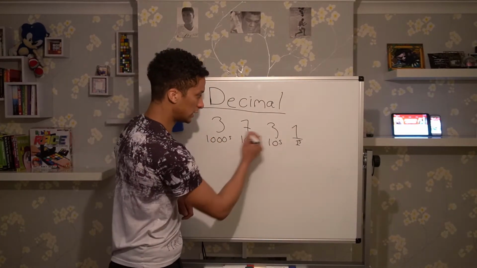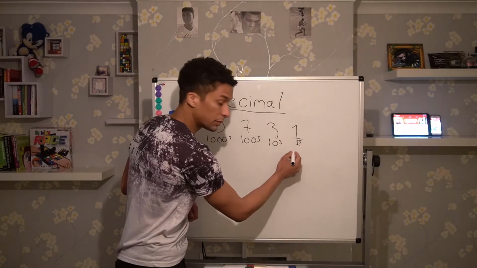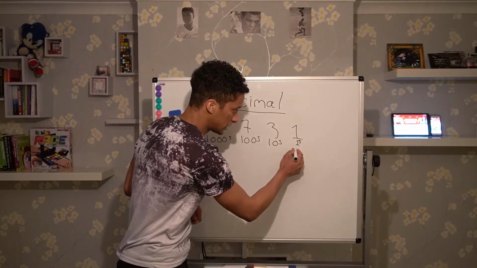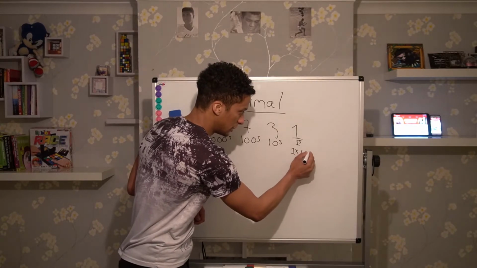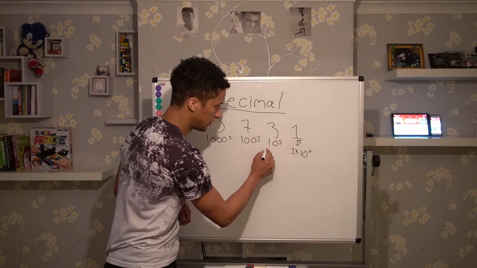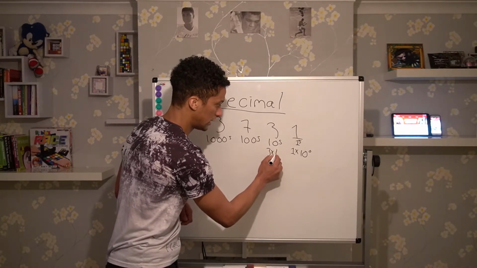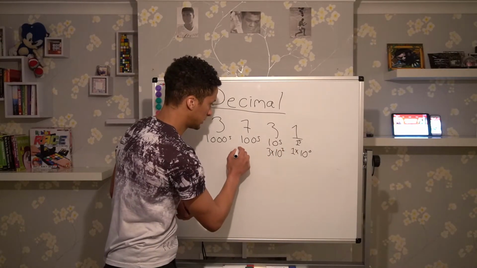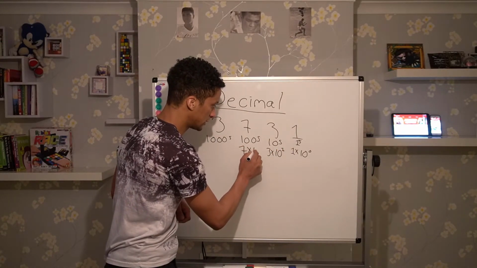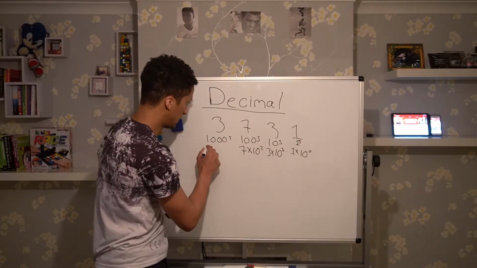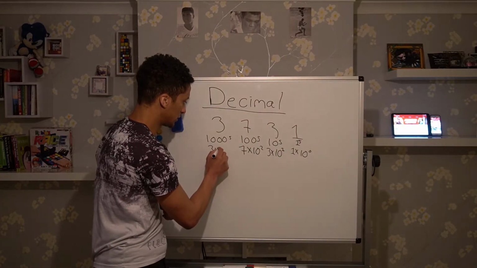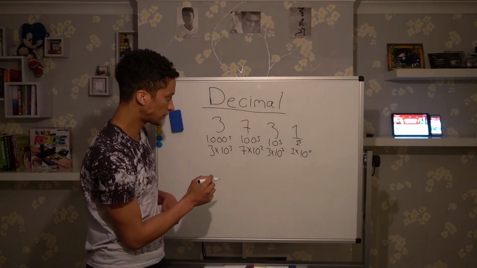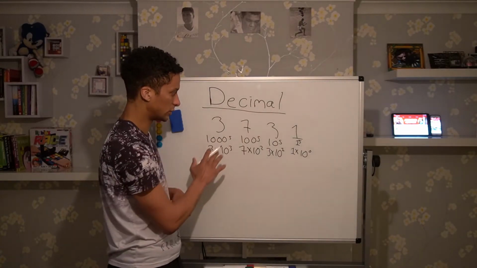And if we were to write it using powers, we'd say powers of 10. We would say this is 1 times 10 to the power of 0. This is 3 times 10 to the power of 1. This is 7 times 10 to the power of 2. And this is 3 times 10 to the power of 3. Okay, so this is decimal.